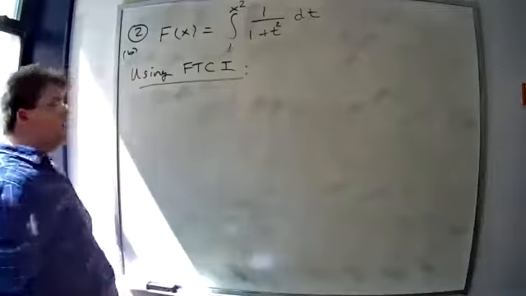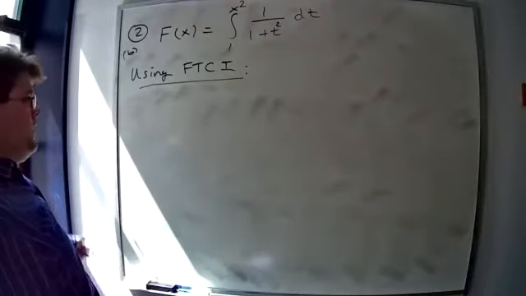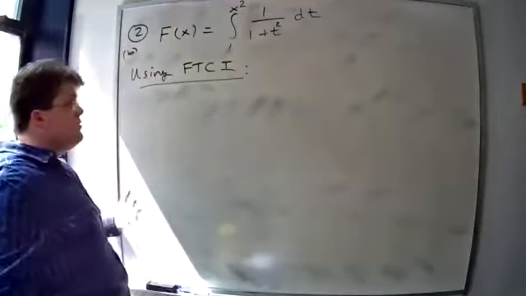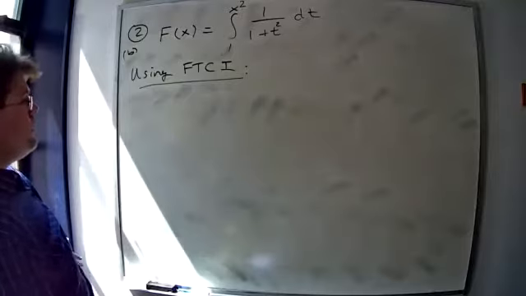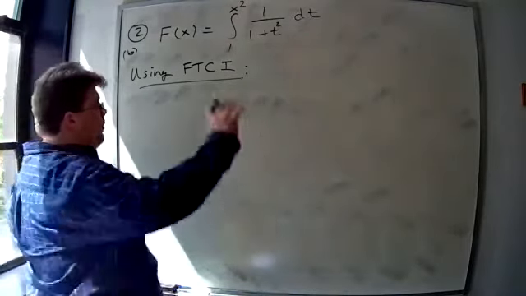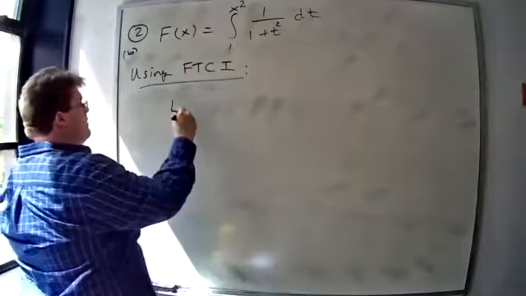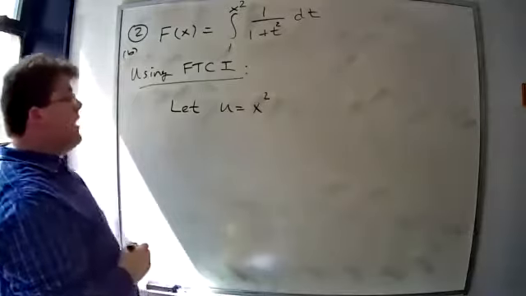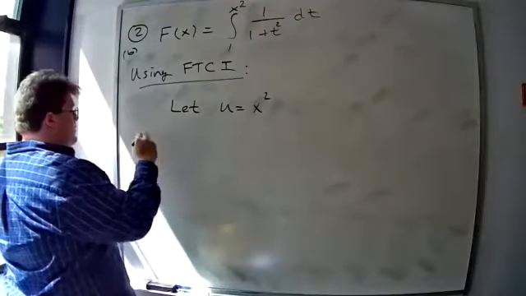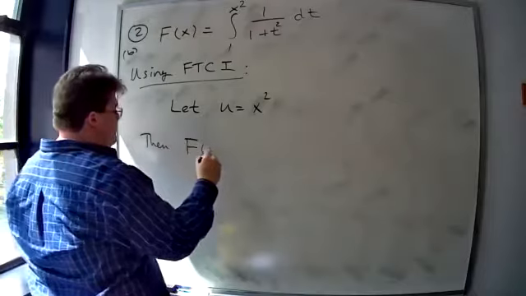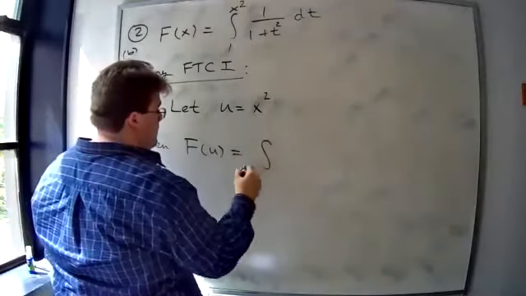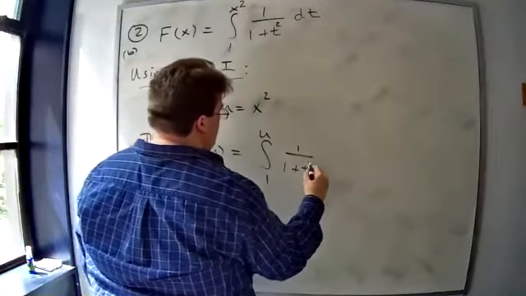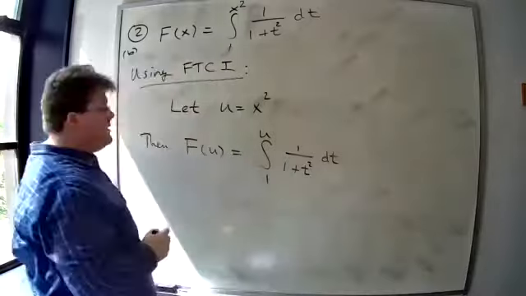We'll use the first part of the fundamental theorem of calculus. Now, the first part says we can take F prime when this upper limit is a single variable to the first power. So we can use a u substitution to force F to be of that form. So here, we'll let u equal x squared. Then F is a function of u. It's the integral from 1 to u of 1 over 1 plus t squared with respect to t.